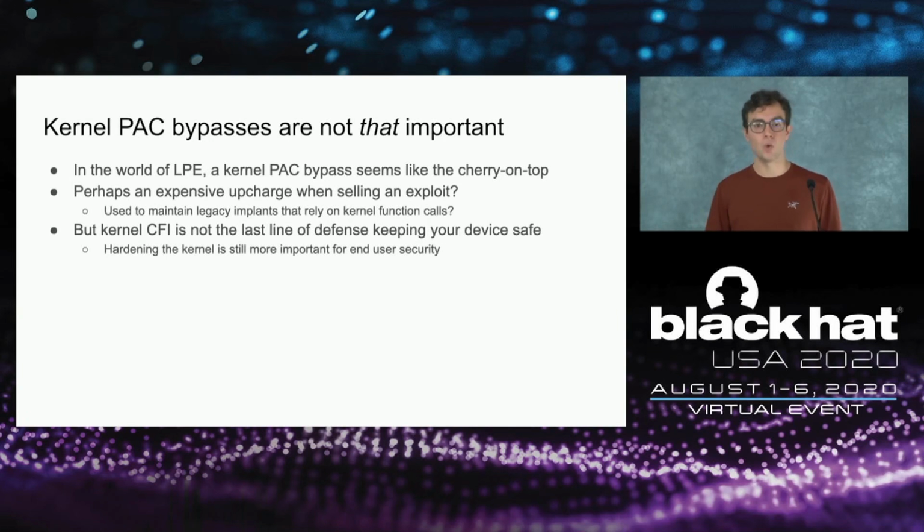Hardening the kernel is always going to be more important for end user security because it's going to prevent the attacker from getting read-write to begin with. And once you have read-write, I mean, it's pretty much game over at that point. So I'm excited to see kernel CFI. I think it's a really cool mitigation, but just fundamentally, I think it is much more important that this kernel hardening work is happening. So I don't see these PAC bypasses as all that important in the grand scheme of things.